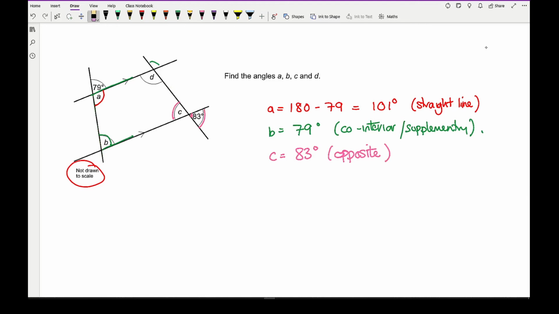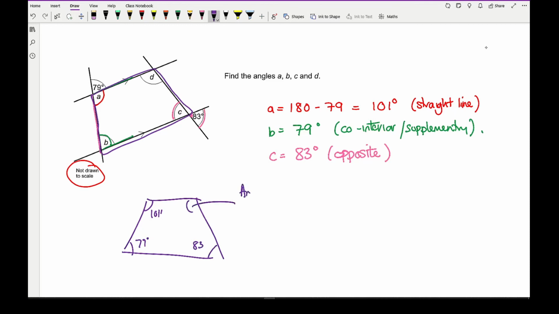So what I've then got to do is notice that these four angles make a quadrilateral. So let me just highlight that different colour. Let's go for purple. So these angles here form a quadrilateral. So this angle here is A, which is 101 degrees. I know that this angle here, which is B, which is 79 degrees. I know that this angle here is 83 degrees. So it's this angle I've got to find.